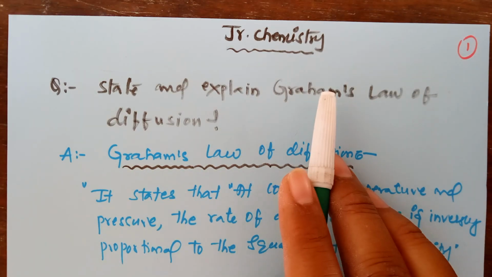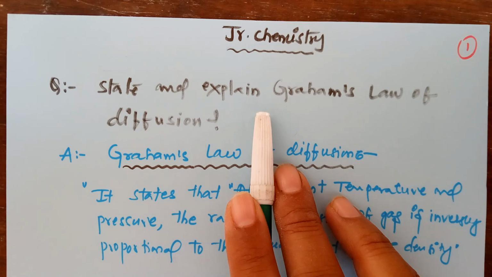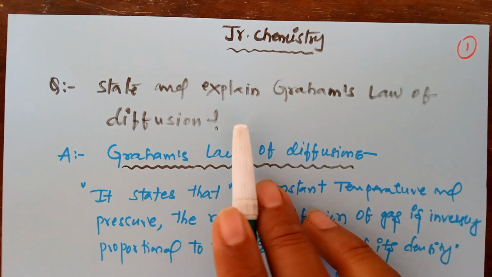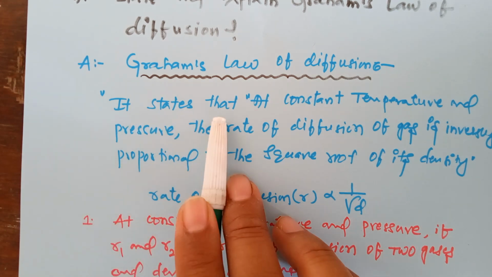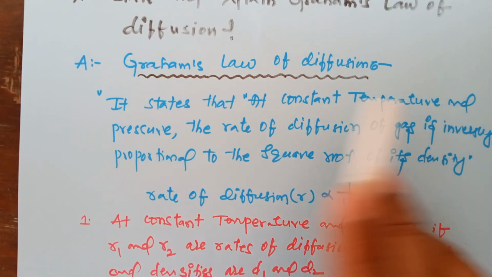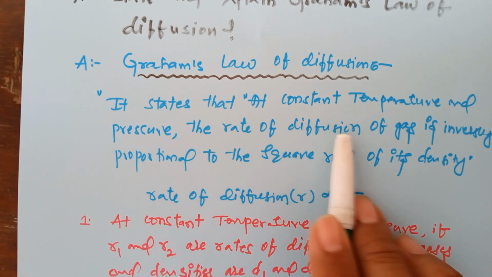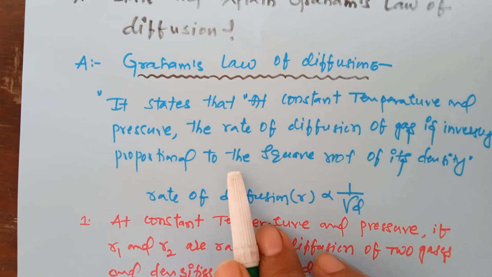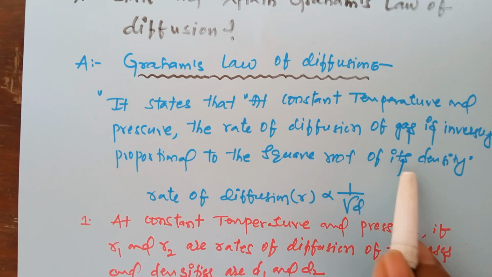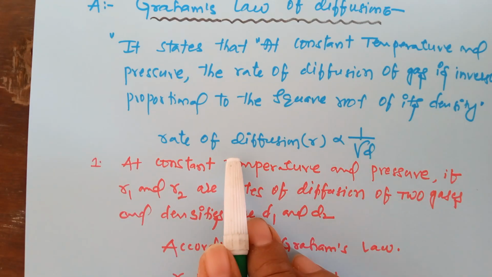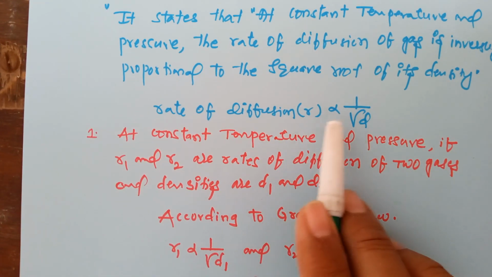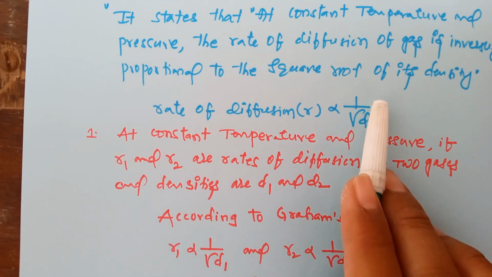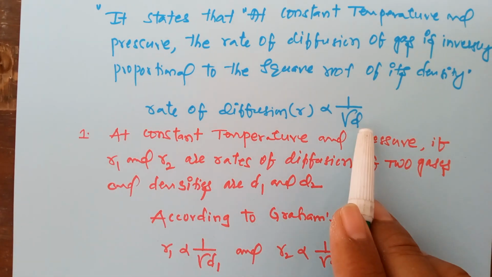The second important question is: state and explain Graham's law of diffusion. Here Graham's law of diffusion states that at constant temperature and pressure, the rate of diffusion of a gas is inversely proportional to the square root of its density. So here write the derivation. The rate of diffusion R is inversely proportional to 1 by square root of d.